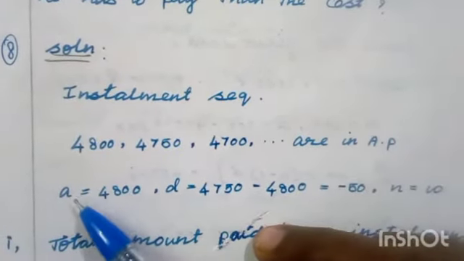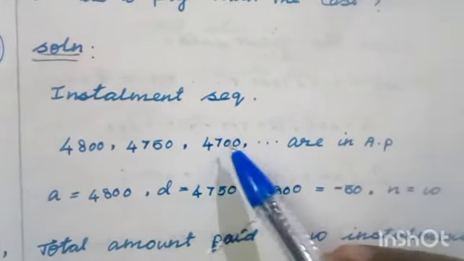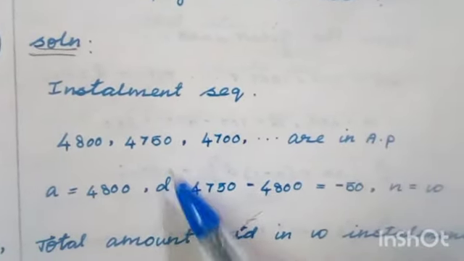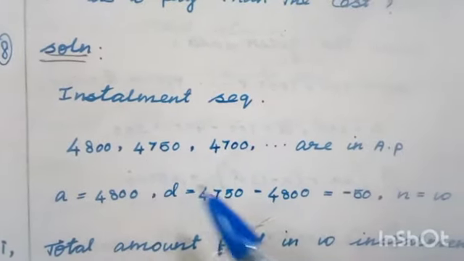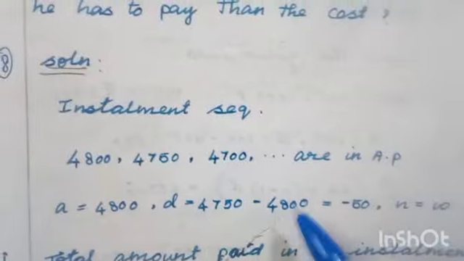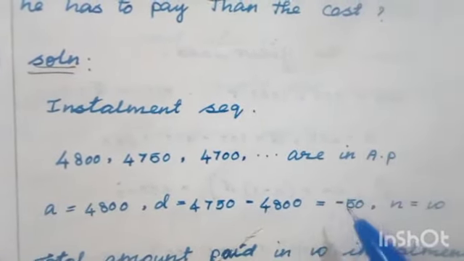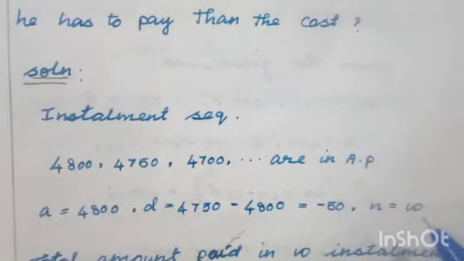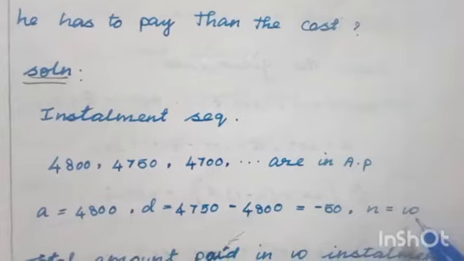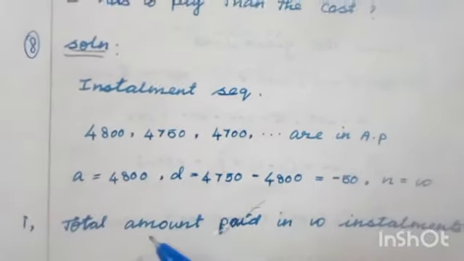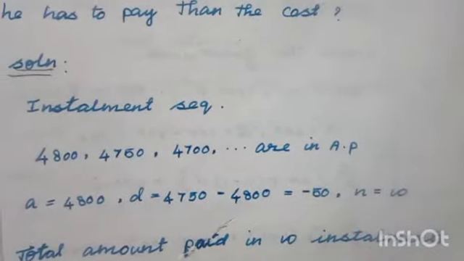The first term we consider as a. Then the difference, you know, T1, T2, T3 etc. d equal to T2 minus T1. So that is 4,750 minus 4,800. You have to subtract these two, big number minus small number, then big number sign, that is minus 50. So n equal to 10. Why are we taking n equal to 10? That is a 10 installment. So we want to find the first question, total amount paid in 10 installments.